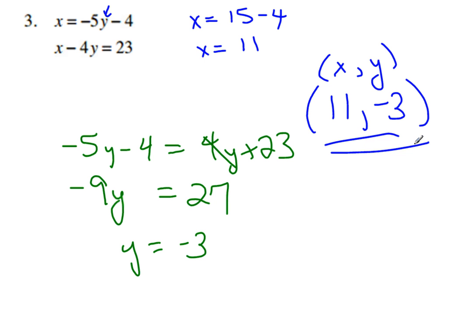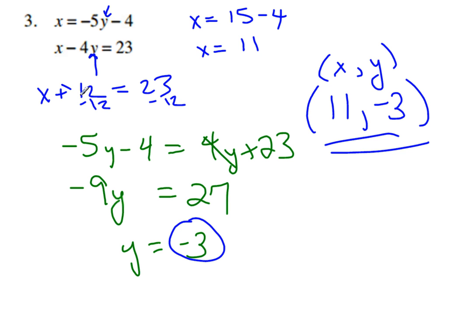Okay. And I want to double check, make sure I did this work right. So if I plug in negative 3 for y right there, I get x minus 4 times negative 3, which means plus 12. And then subtract 12 from both sides. That's 11. So x equals 11. So we've got the same answer twice, so I know we did it right.